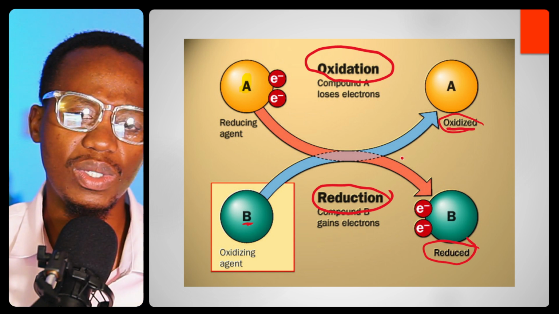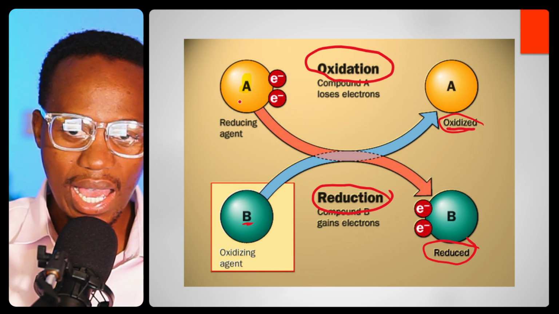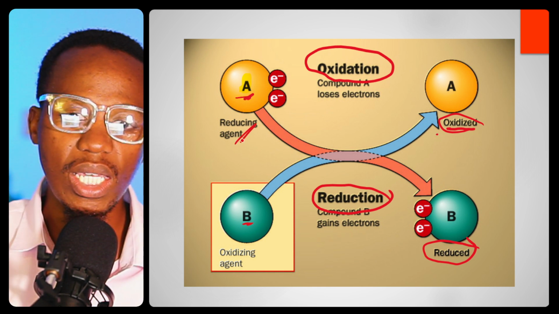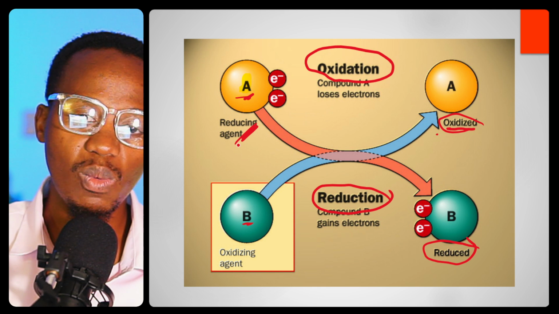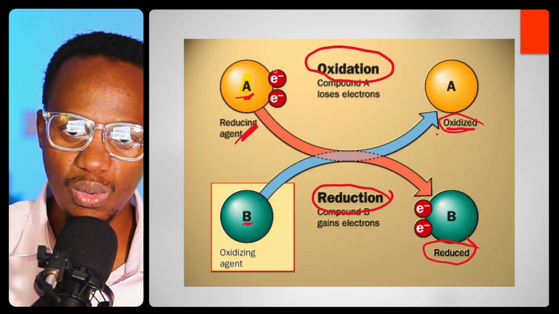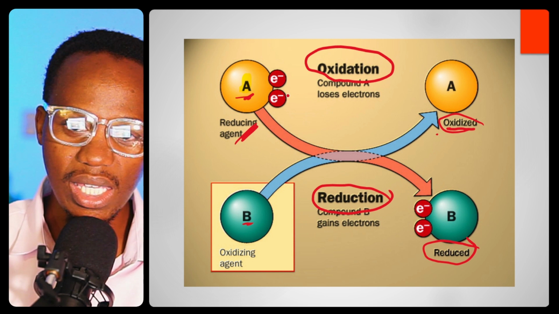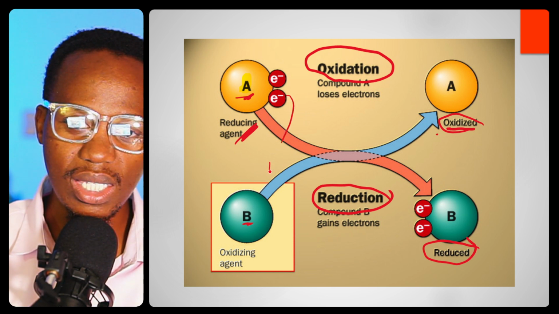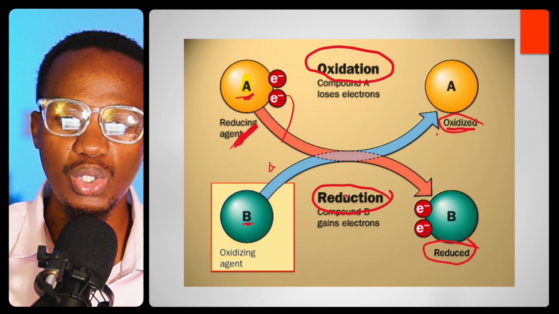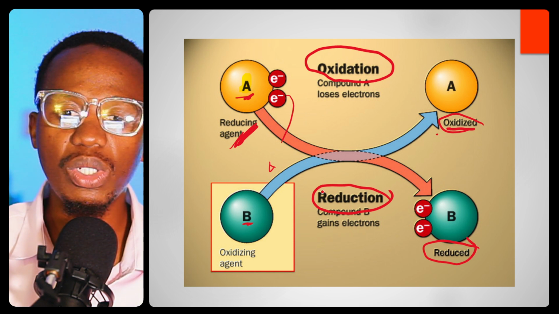It's not very confusing, but the thing that undergoes oxidation and becomes oxidized is a reducing agent. We call it a reducing agent. Why? Because as it undergoes oxidation, meaning as it loses electrons, it gives the electrons to this other agent. So it's a reducing agent because it helps reduce. It helped reduce B.